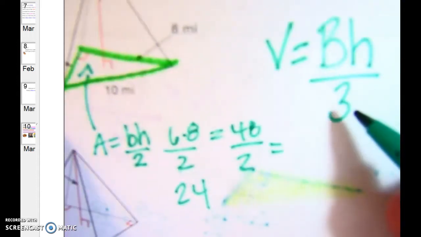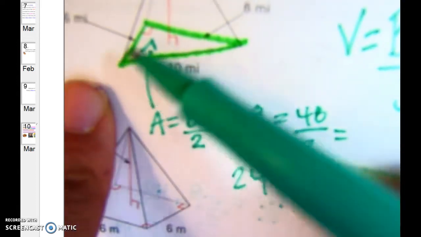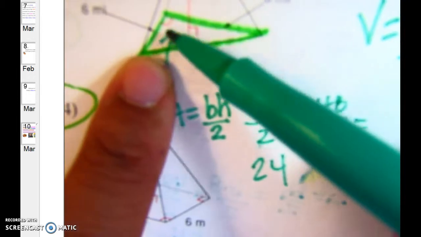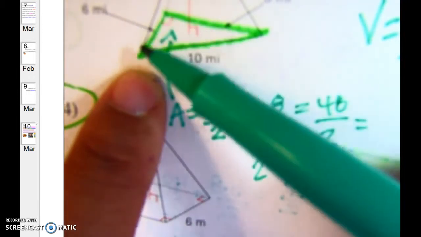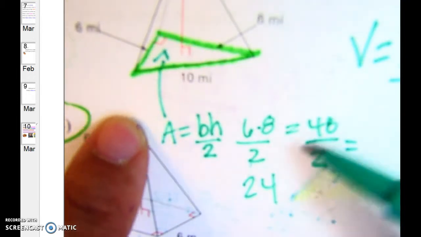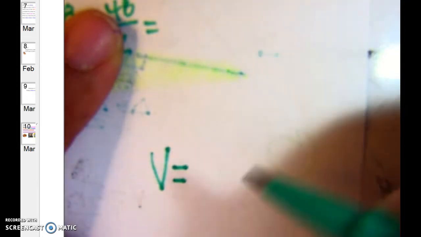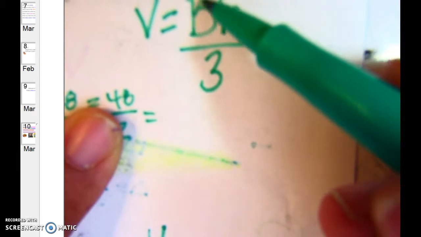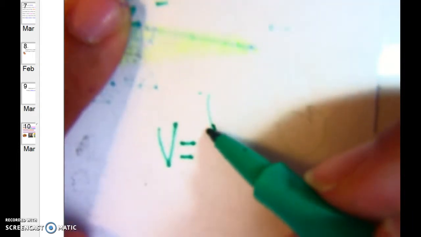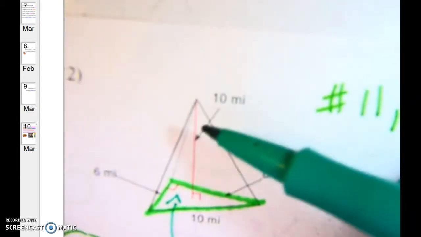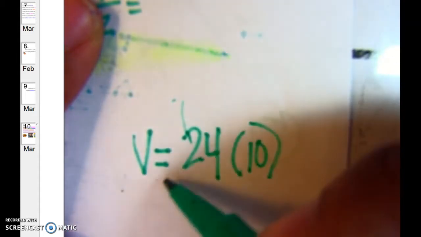This big B stands for the area of the base. That's 24. I found the area of the base of this triangle just by looking at that corner. The base is 6 times the height 8, divided by 2, because that's how you find the area of a triangle. This is 24. So now I can put this in the formula. The volume of this pyramid is the base, big B, which is 24, times the height of the pyramid, which is 10, divided by 3.